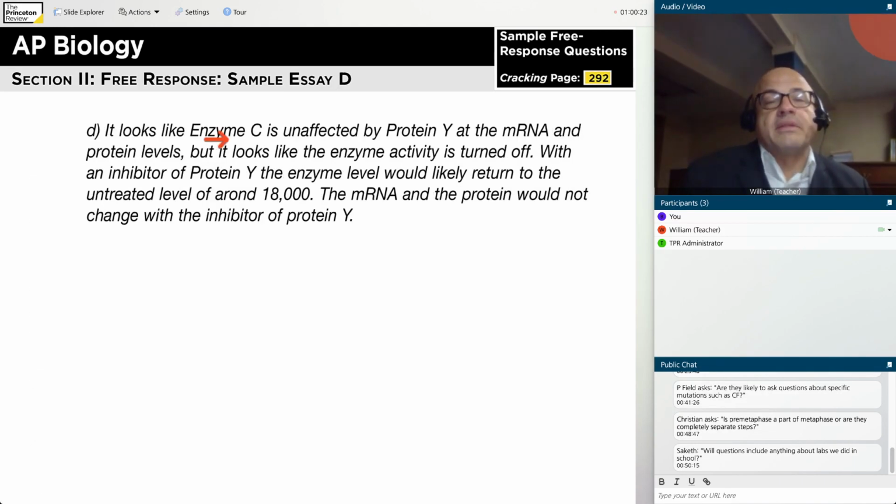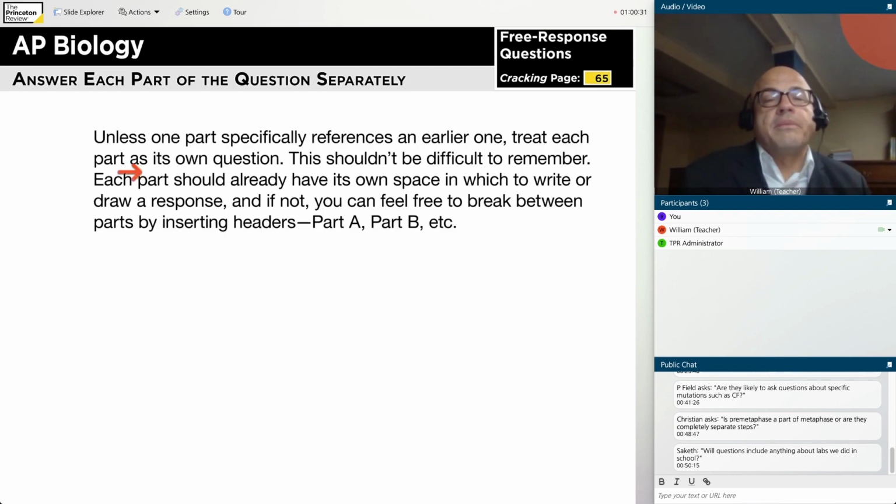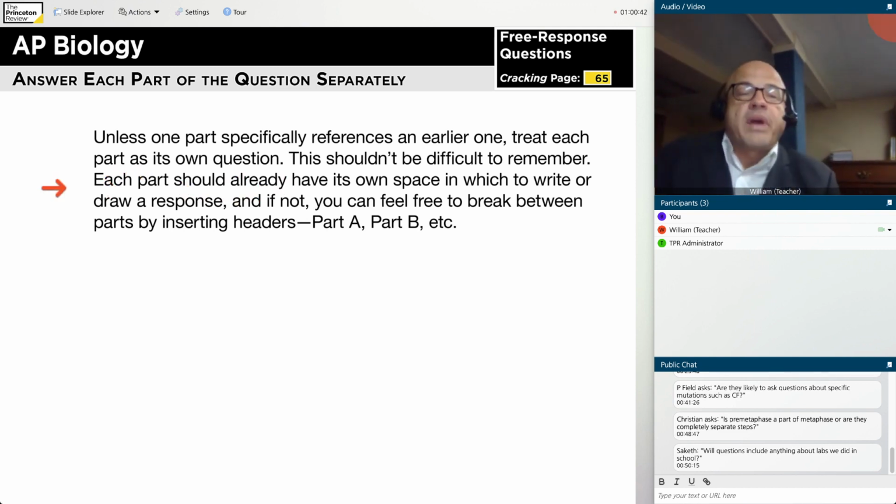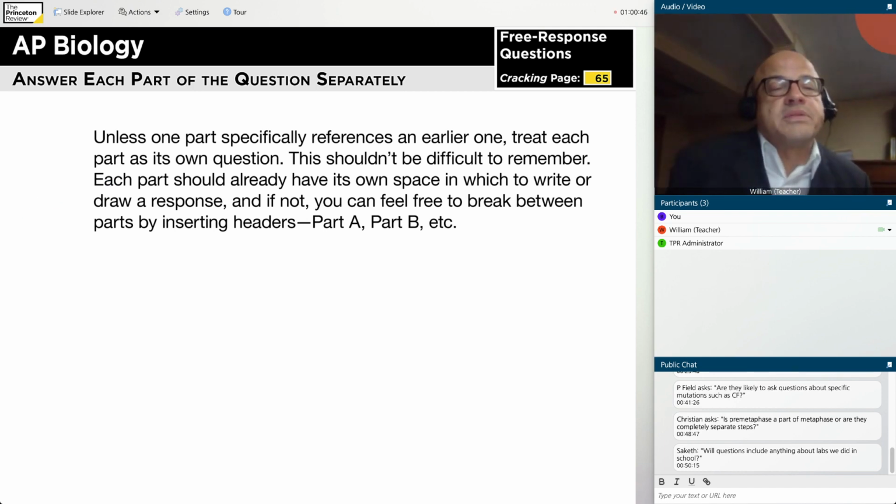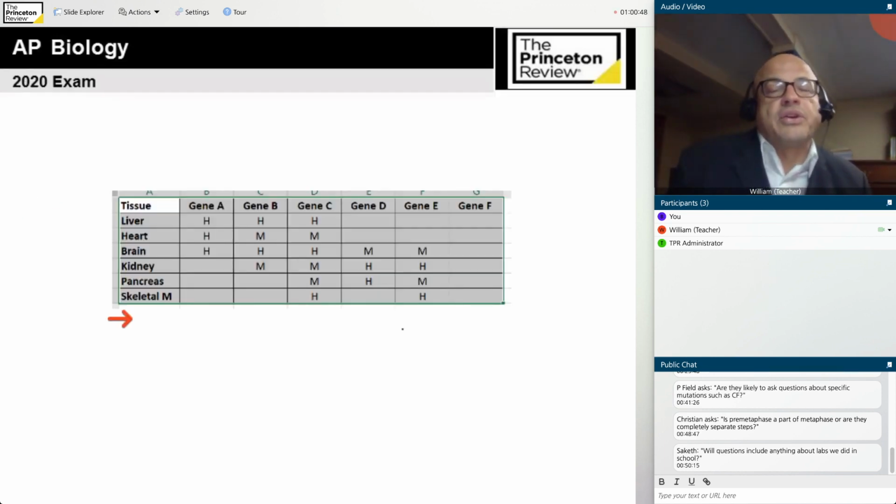Then they'll give you another part where they'll say, in this case, suppose this occurred, and then you would have that set up. Usually one part is going to reference an earlier one, but you treat it as its own question. It shouldn't be difficult to remember, but notice that you have your own space to write. And I don't think drawing is going to be part of this one, since they're downplaying that.